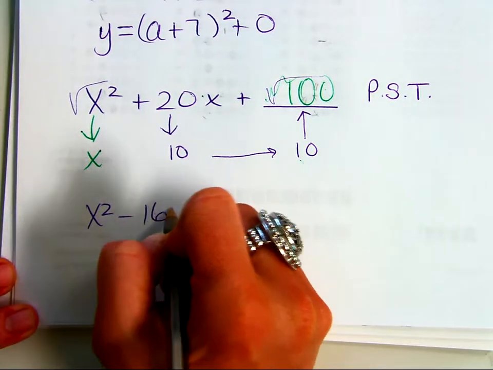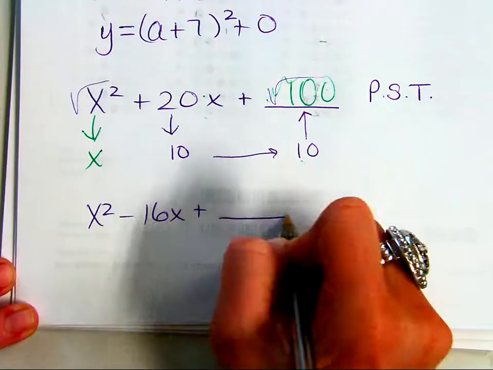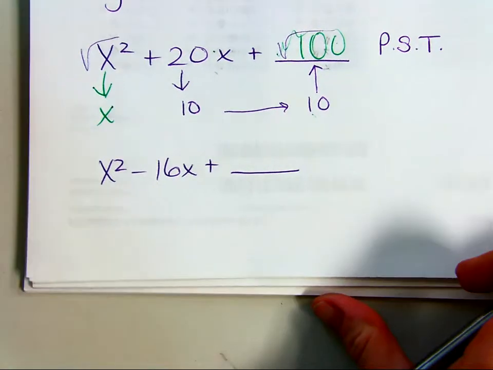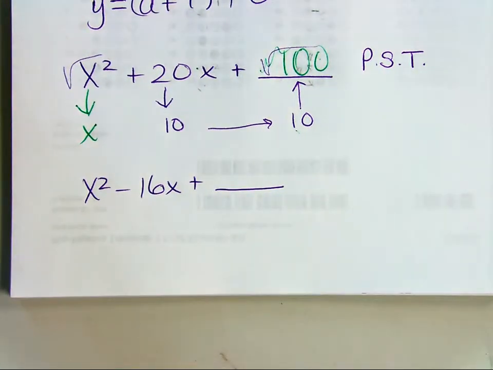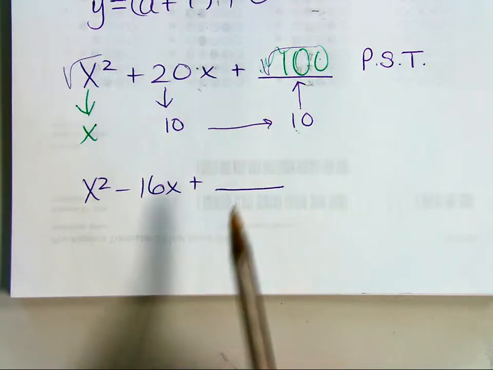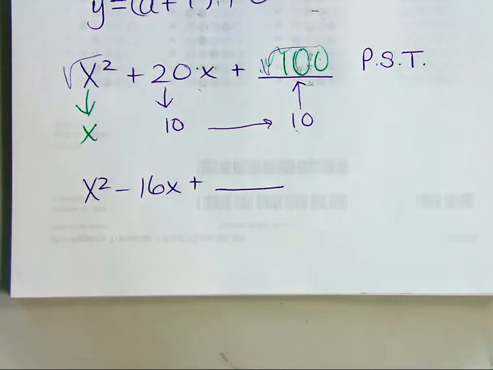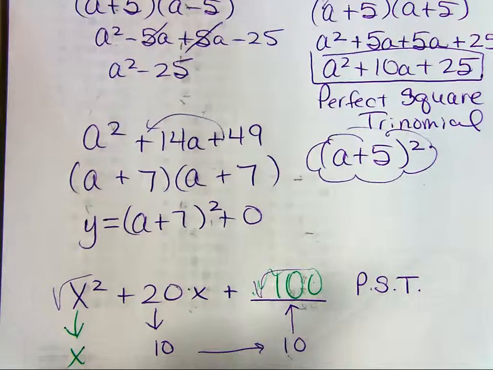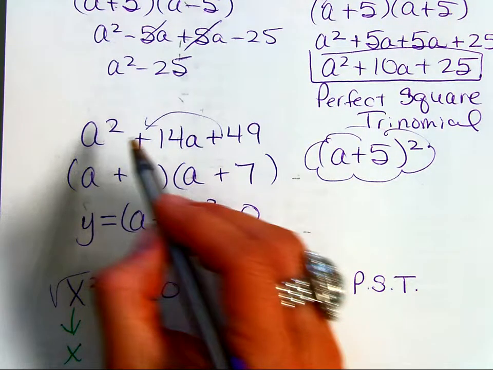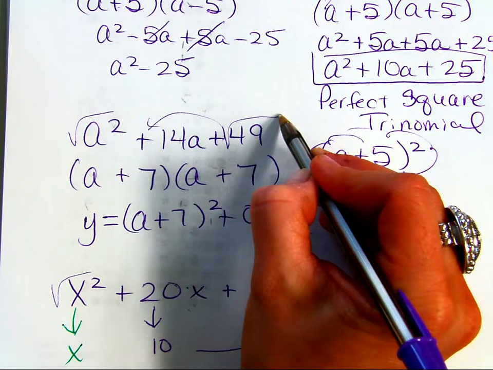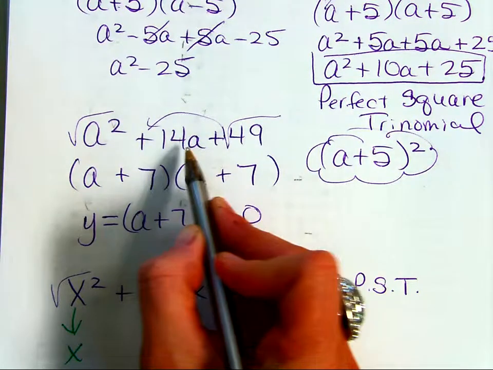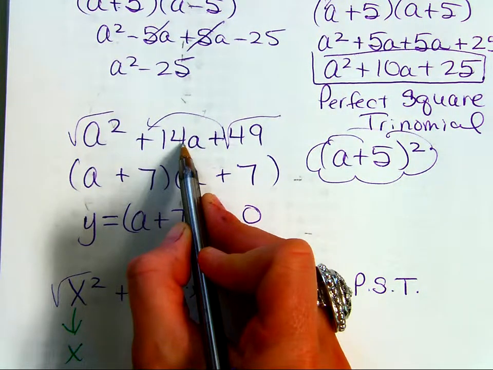Let's do that again. Let's take x squared minus 16x plus blank. In order for this to be a perfect square trinomial, what has to go there? I want you to think about it. I want to go back up here for a minute. Didn't I take the square root of each of the ends?